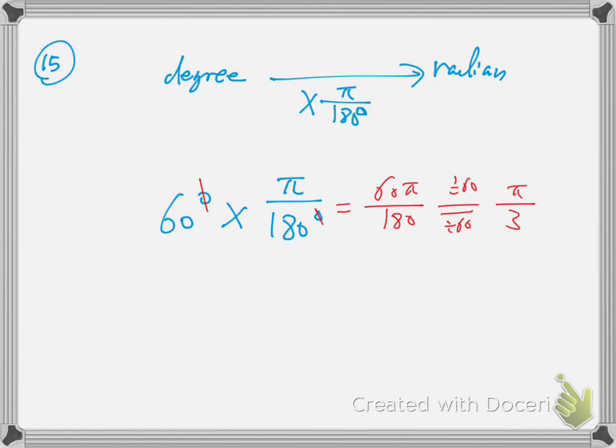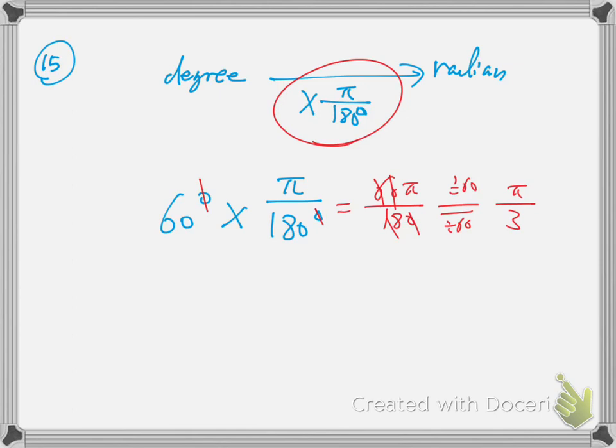Okay, pi over 3. Or you can think the 0 and 0 cancel, divide by 10, and then the 6 cancels, and we got 1 over 3. So it's pi over 3. So this is multiplied by pi over 180. You want radian, radian on top. You want to cancel degree, degree on the bottom.